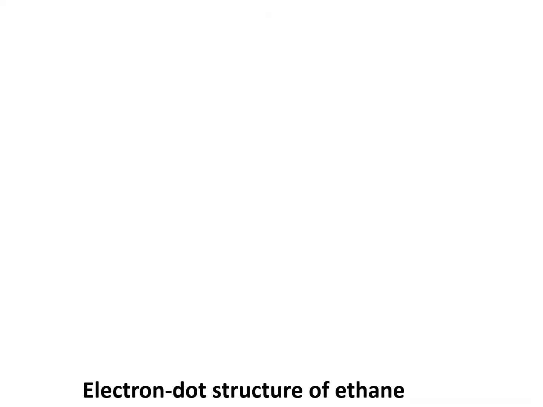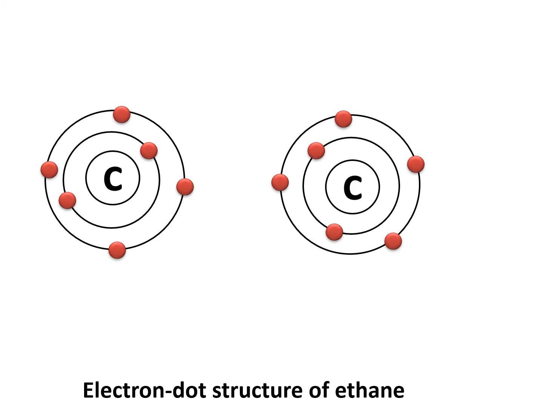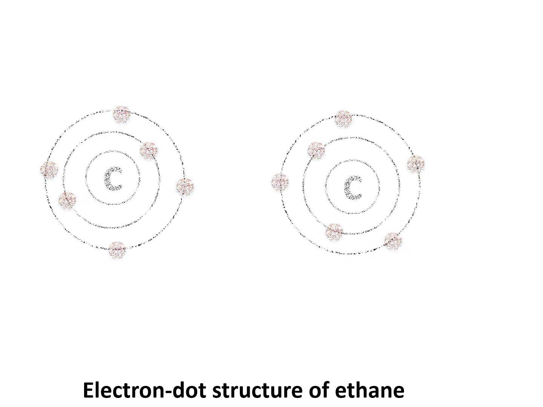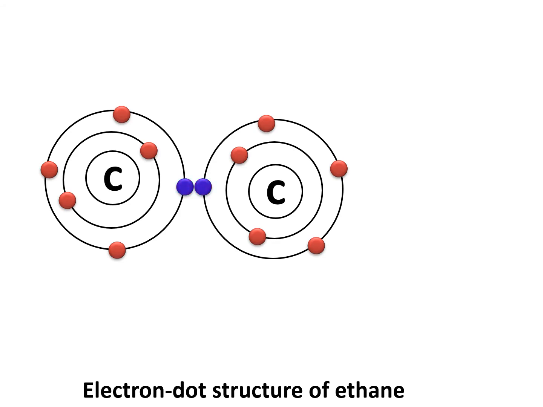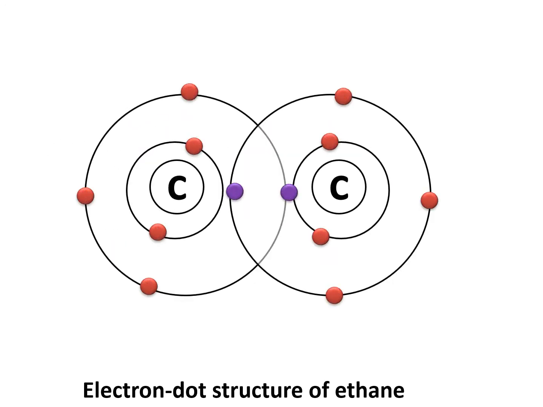Okay students, in the previous slide we saw the line structure of ethane. Now we will be seeing the electron dot structure of ethane. Ethane is C2H6, so 2 carbon. Now according to the steps, the first step is that a single bond takes place between carbon and carbon. So the electrons which are highlighted in blue color, this bond will first take place. So we get a single bond.